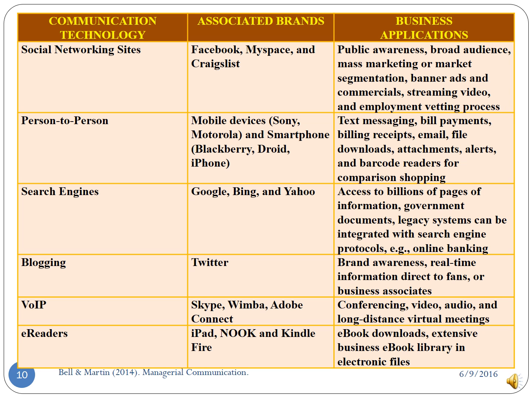This is a chart of all the common communication technology types, some of the associated brands, and the business applications that go along with those. And we've talked about a lot of this, but I think seeing it in a chart is just helpful. Some social networking sites include Facebook, MySpace, Craigslist. Public awareness, marketing uses these an awful lot. They're used in banner ads for Facebook and MySpace where people can advertise.